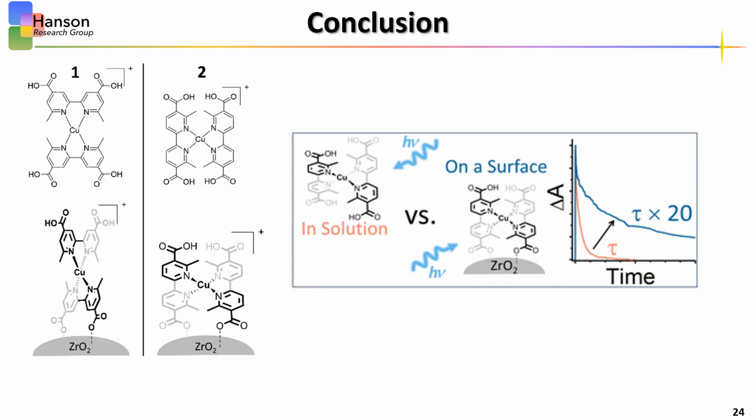So for the conclusion, we use a new strategy, surface binding, to inhibit distortion of copper complexes. We have two different complexes with the binding groups at different positions, and with picosecond transient absorption spectroscopy, we studied the excited state dynamics of both molecules, and we combined that with polarized ATR as well as computational analysis to support the structures and how it can inhibit distortions on the surface.